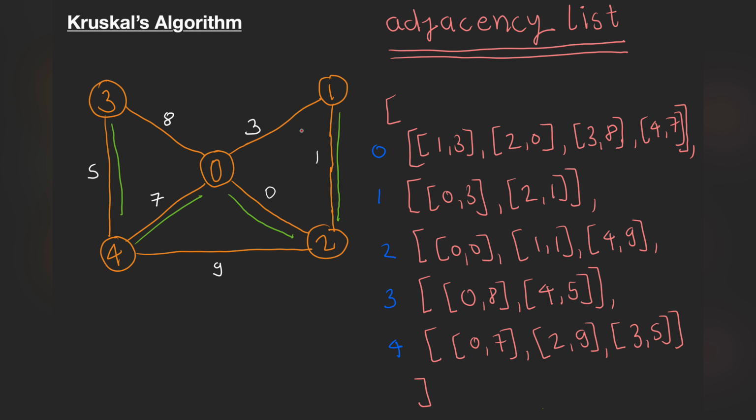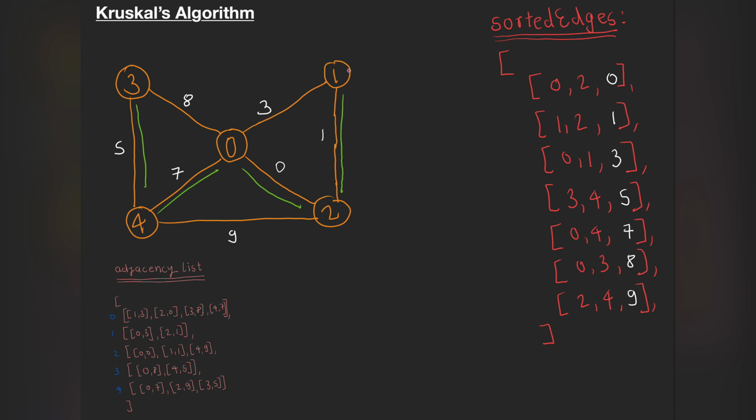In this example, a minimum spanning tree can be represented with these edges, as the sum of the weights of these edges is minimum. In Kruskal's algorithm, we sort the edges with respect to their weights to get the sorted edges array. Note that every edge in a graph will have 2 entries in the adjacency list and it will have only 1 entry in the sorted edges array. For example, this edge has 2 entries in the adjacency list, this and this, and it has only 1 entry in the sorted edges array.